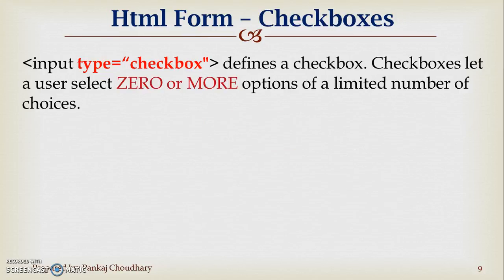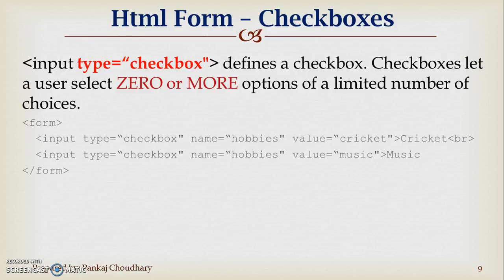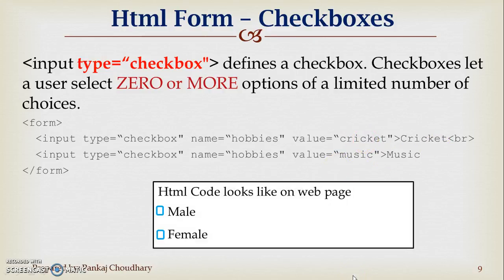Another field is the checkbox field. It defines the checkbox. It lets a user select zero or more options of a limited number of choices. Here is a sample code which will create a checkbox on the web page. The type of the input field is checkbox. The name of this input field is hobbies, and the values of this input field are cricket and music. It will display on the browser like this. So the user can select both of these checkboxes.